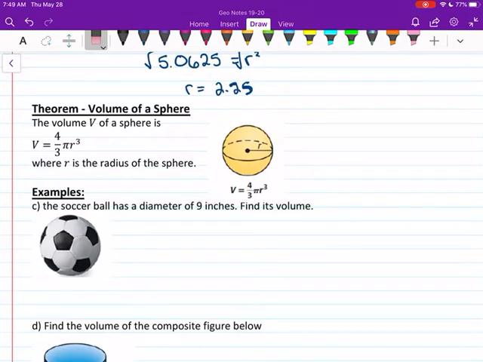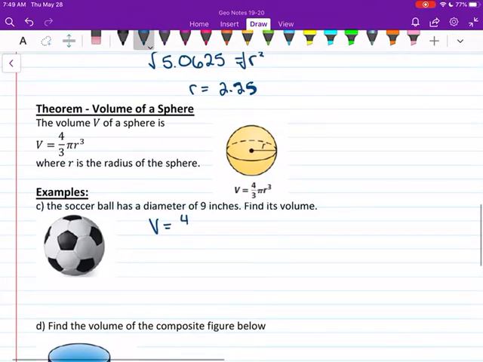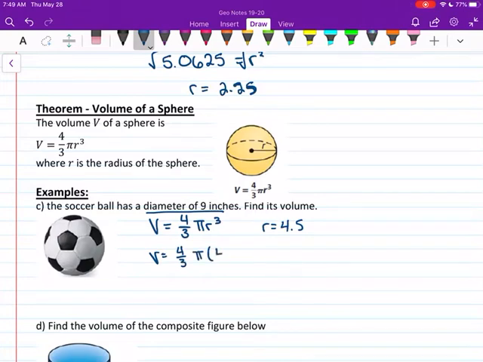Okay, so let's look at this soccer ball. So I'm going to start with my formula. Volume equals 4/3 pi r cubed. And if the diameter is 9 inches, that means my radius is 4.5 inches. So volume equals 4/3 pi times 4.5 cubed. I'm just going to plug that into my calculator just as it is, okay?